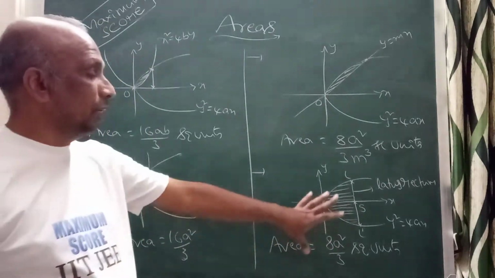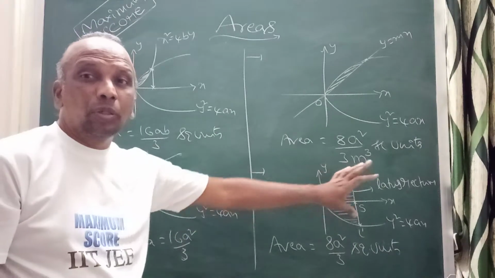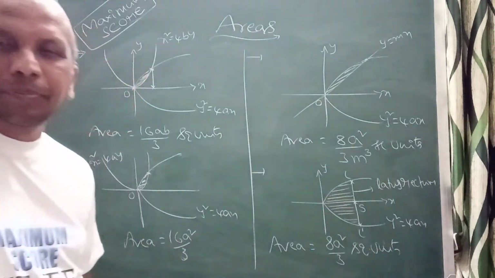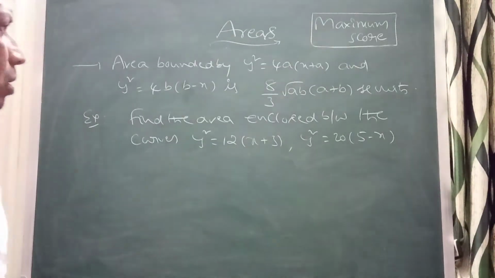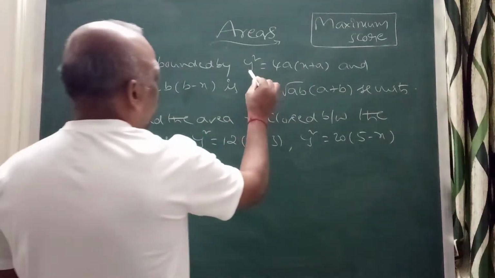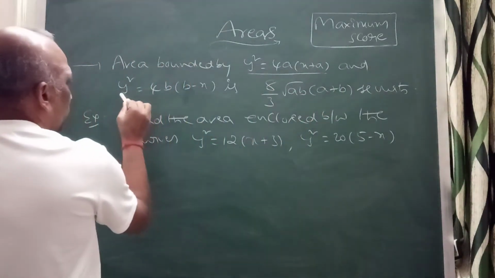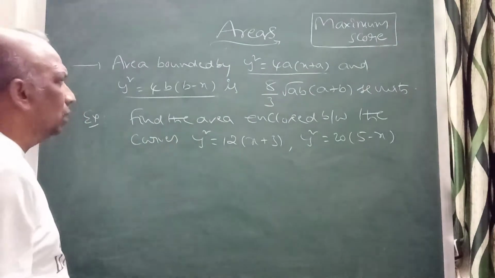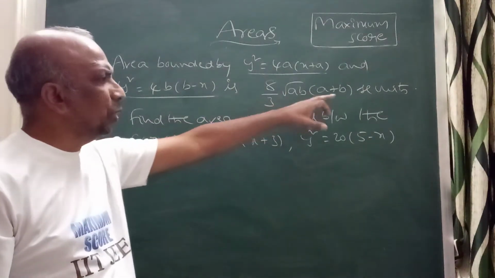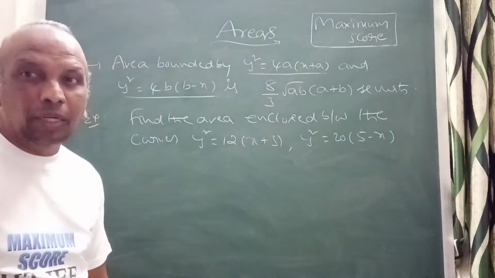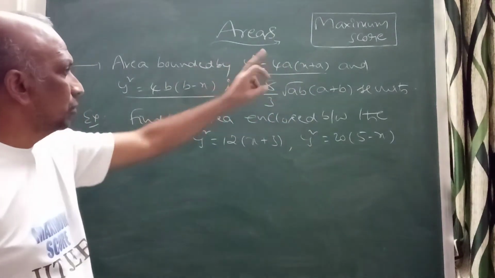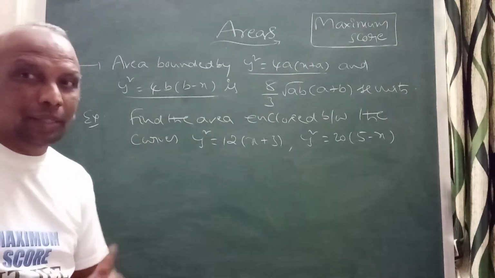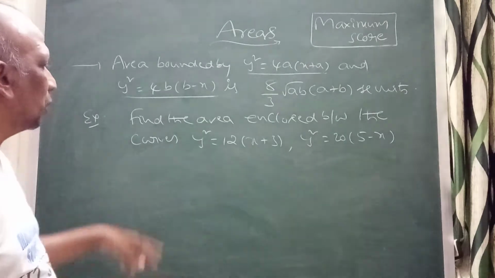Like this we can find it immediately, if we know the values, we can find it easily. So see in this, the area bounded by y square equal to 4a into x plus a and y square equal to 4b into b minus x is 8 by 3 root ab into a plus b square units. If the given parabolas are in this format, 4a into x plus a, 4b into b minus x, directly you can compare.